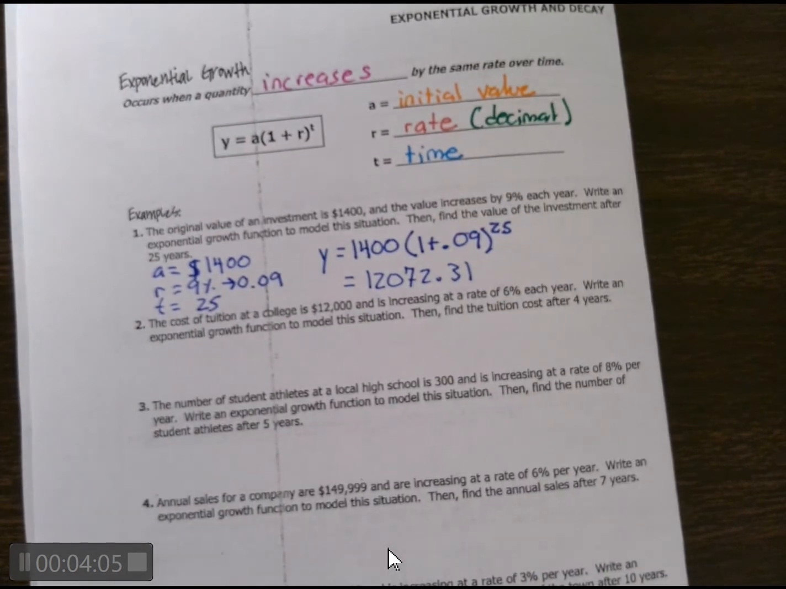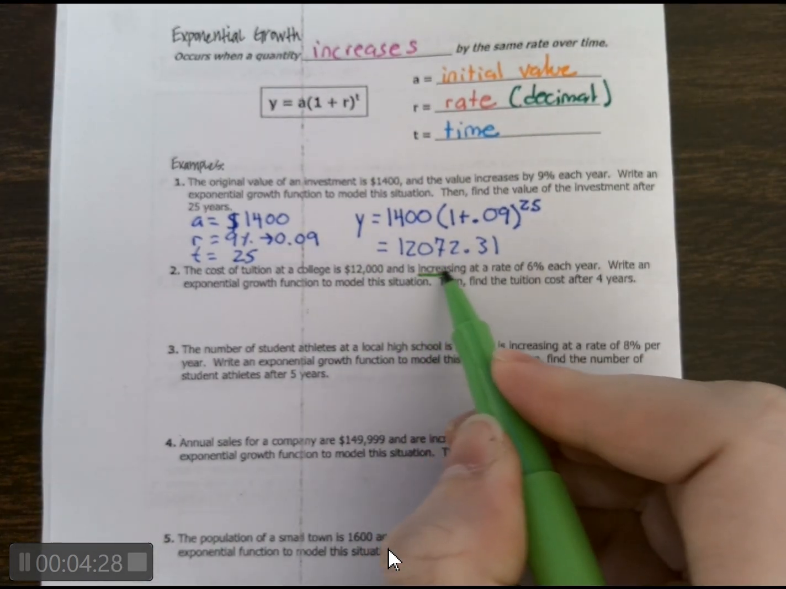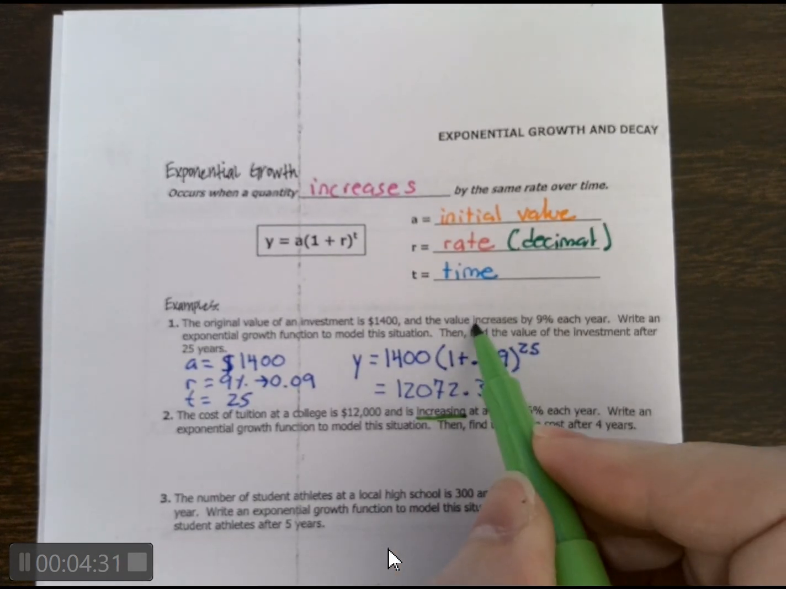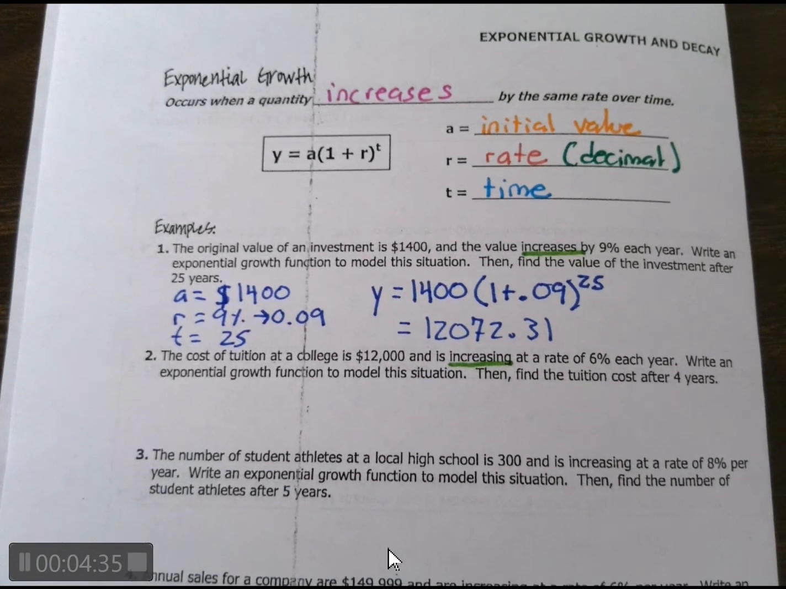Okay? So now let's take a look at the next one. College tuition at a college is $12,000 and is increasing at a rate of 6% each year. Write an exponential growth function to model the situation. Alrighty, so also on your quiz and or test, it's not going to tell you that it's exponential growth or decay. So you have to use our keywords like increasing. And it also said it increases on the first problem.